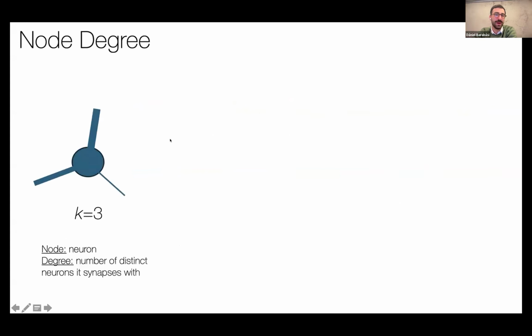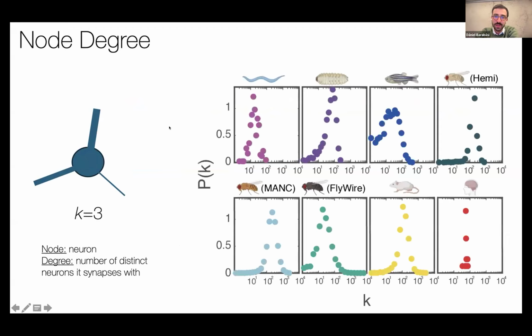So as we went about this, the first thing that we often study is the node degree, which in more neuroscientific terms is, for each node, which would be a neuron, the number of distinct neurons it synapses with. So we're counting the total number of partners here. And what we did is we just measured this for every single organism or every single connectome we had access to. And what we found is that we seem to see the same curve over and over again when looking at these different data sets, right?